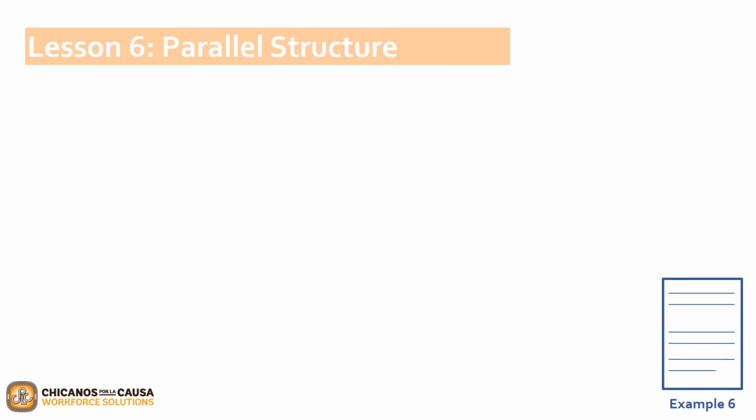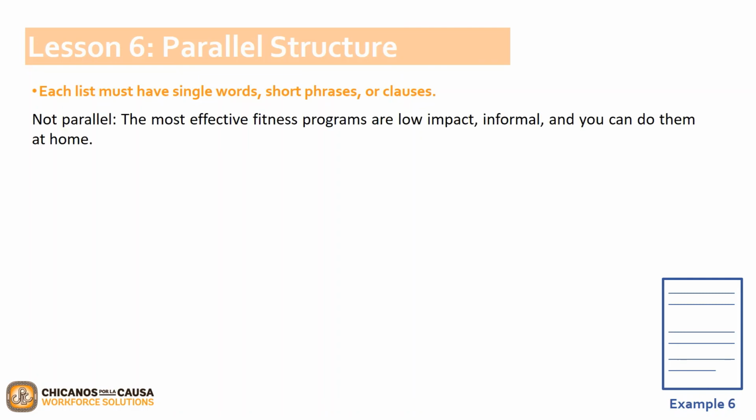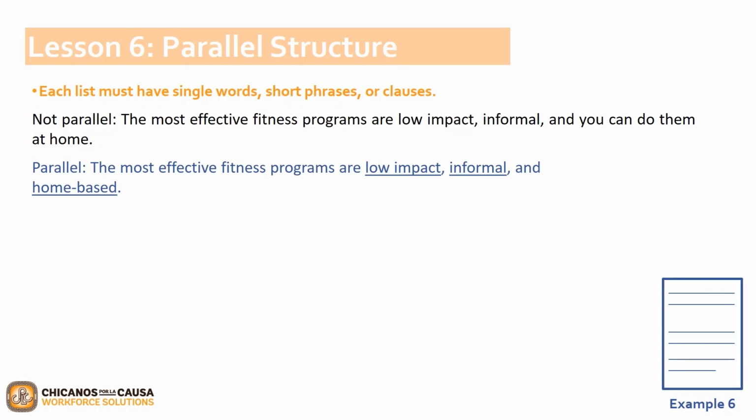The third way to be sure that your sentences have parallel structure is that each list must have single words, short phrases, or clauses. An example of a sentence that's not parallel would be, the most effective fitness programs are low impact, informal, and you can do them at home. The way you'd write the sentence parallel would be, the most effective fitness programs are low impact, informal, and home-based.